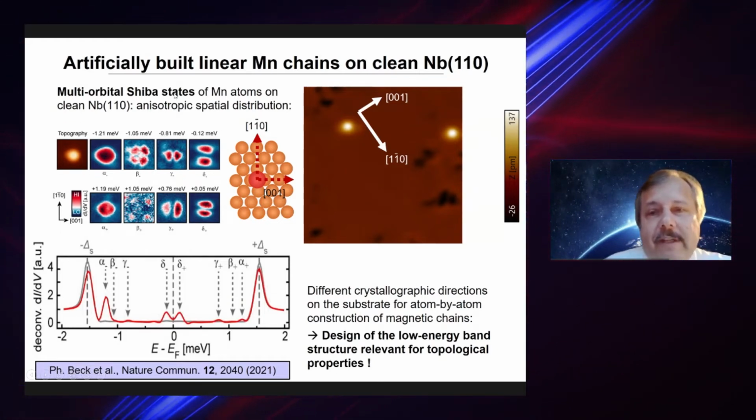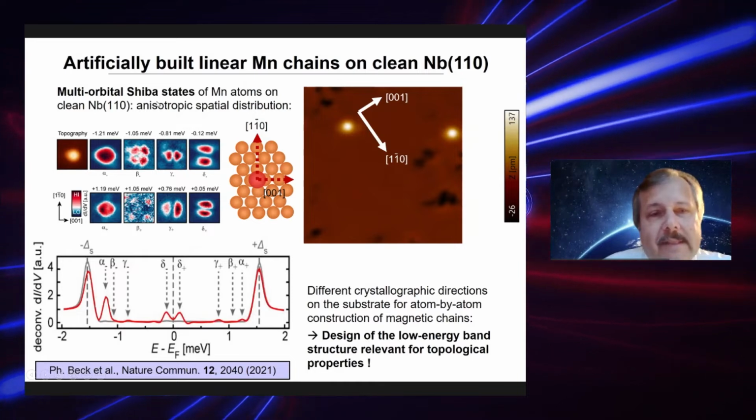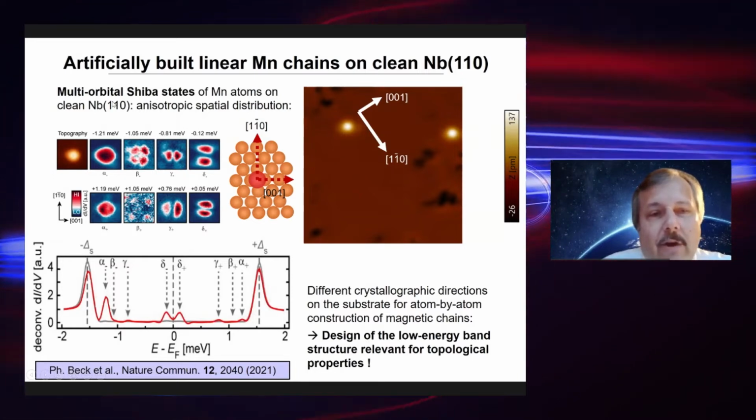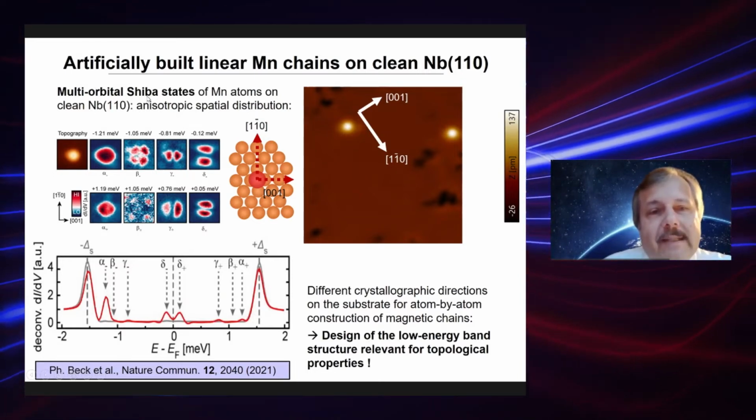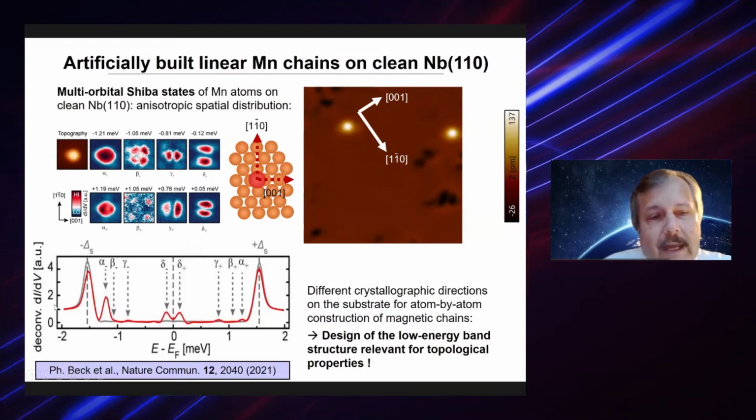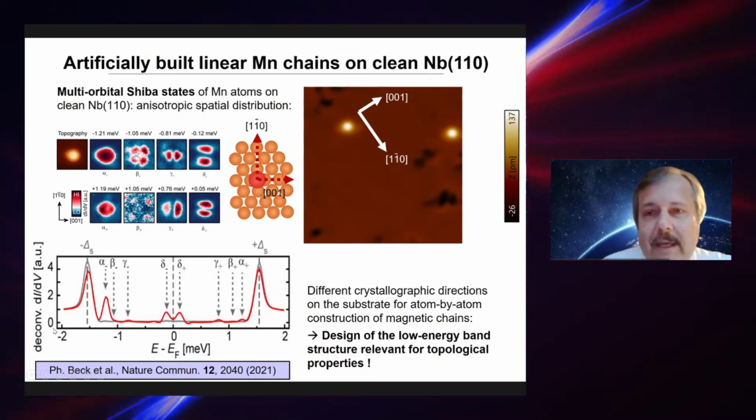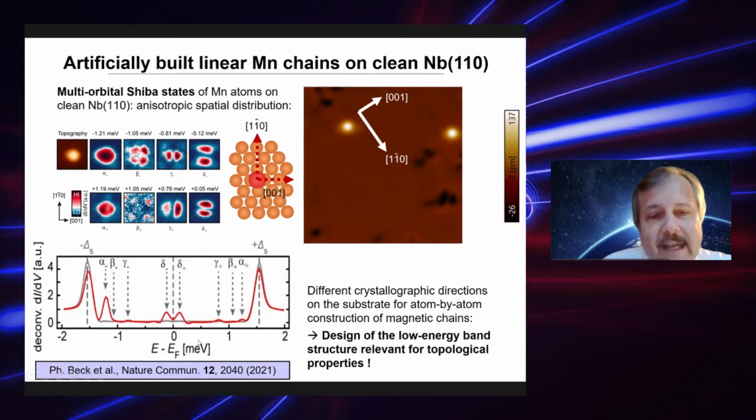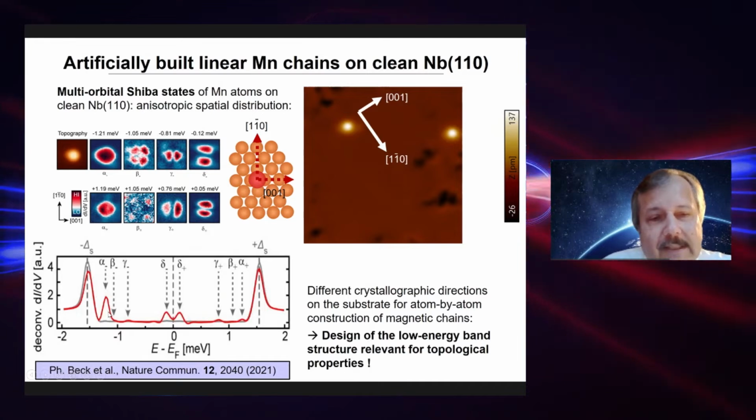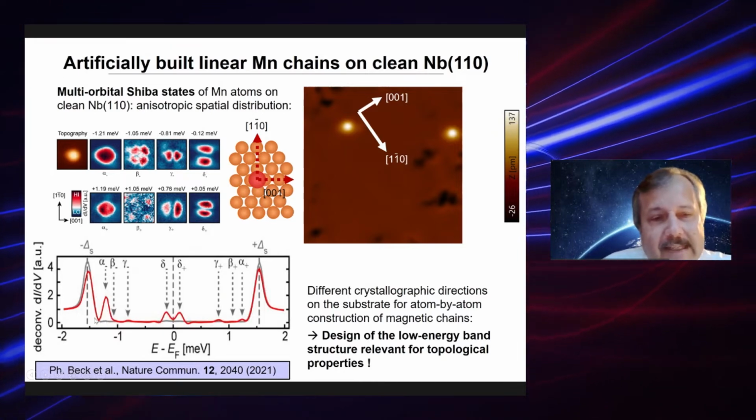Now the first difference to the iron chains on rhenium is that we now get a multi-orbital structure of the Shiba states. You can see this when looking at the differential tunneling conductance, being a measure of the local density of states as a function of energy. And you see here various states inside the gap.